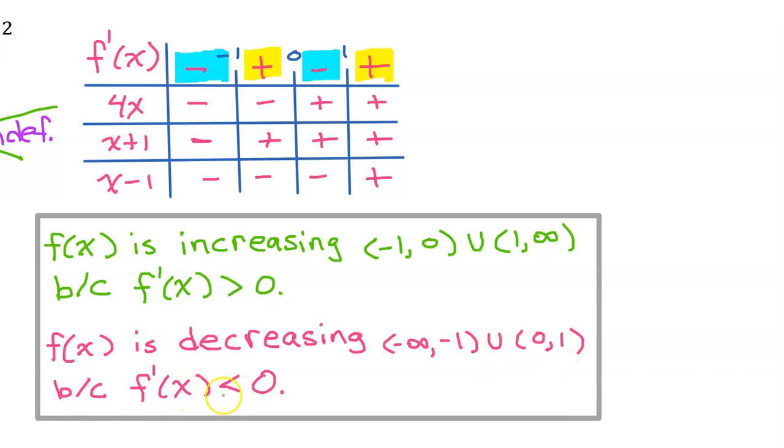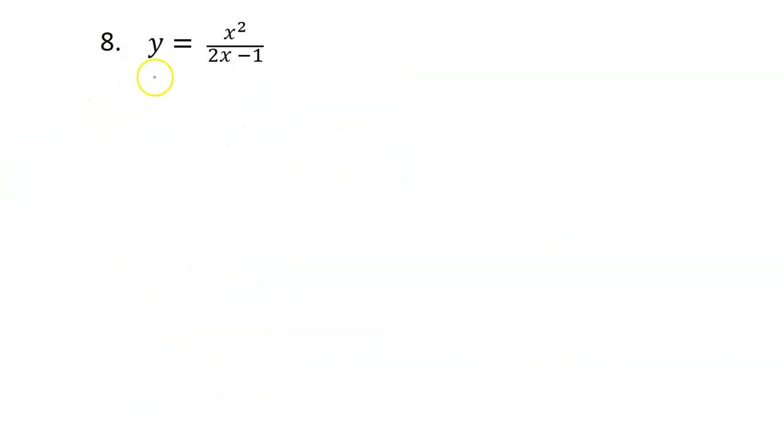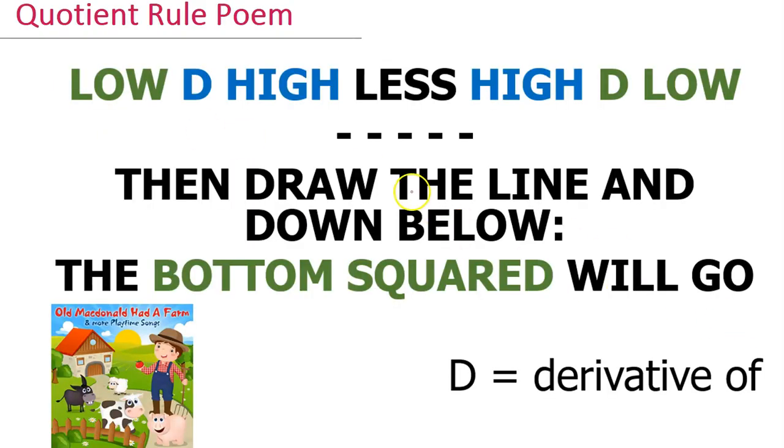is negative. In number 8, we will do the same thing, only to find the derivative, we will need the quotient rule. Do you know the quotient rule poem? When I say d high or d low, I'm talking about the derivative. So the poem goes, low d high, less high d low. Draw the line, and down below, the bottom squared will go.